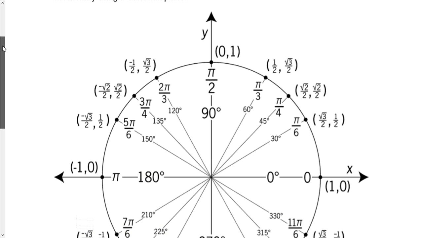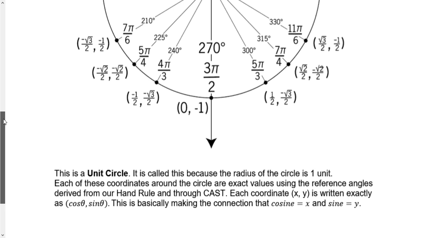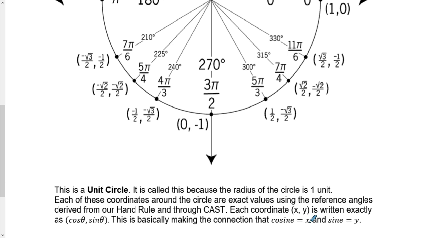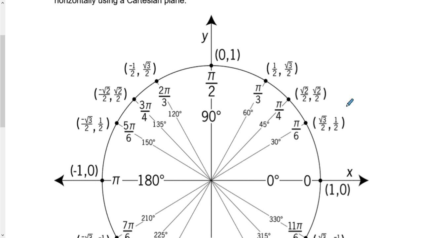For example, this is what's known as the unit circle. It's called this because the radius of the circle is 1 unit. Each of these coordinates around the circle are exact values using the reference angles derived from our hand rule and through cast. Each coordinate x, y is written exactly as cosine theta comma sine theta. This is basically making the connection that cosine is actually our x values and sine is our y values. So that's kind of something that doesn't get applied into some other stuff. We don't really touch on this part too much, but what I am going to tie into is this.